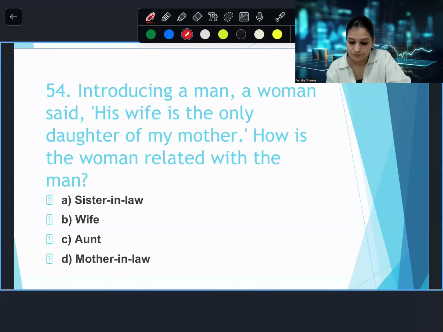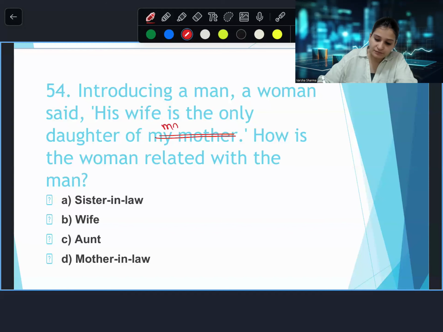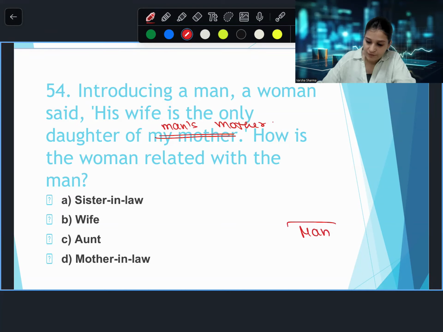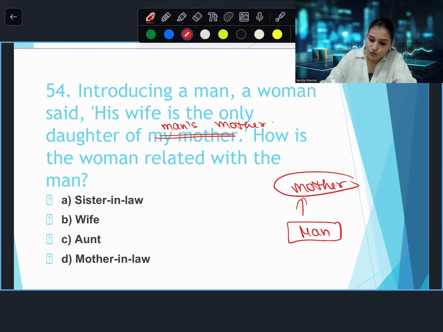54. Wife. Introducing a man, a woman said, my mother means whose mother? Man's mother? Yes or no? Yes, ma'am. Man's mother's only daughter is his wife. Whose wife?